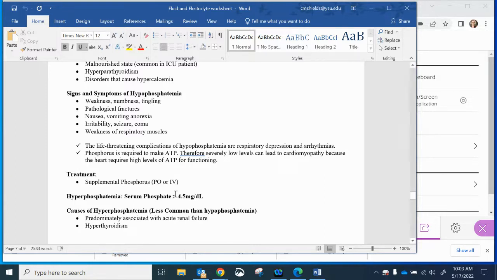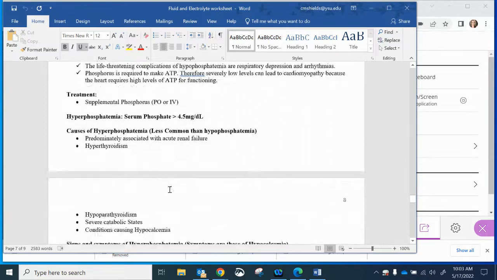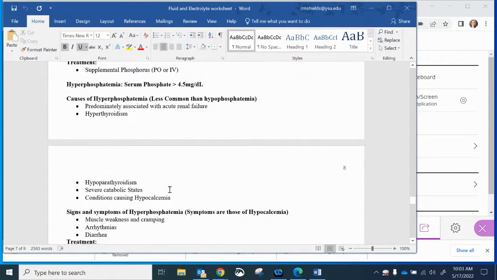Phosphate, we can just replace it, PO or IV. The last one here is hyperphosphatemia. Causes of hyperphosphatemia, less common than hypophosphatemia. And here it is right here, predominantly associated with acute renal failure. Kidneys clear out the phosphorus. So we're going to see hyperphosphatemia.